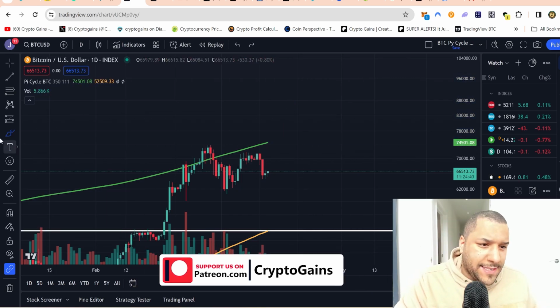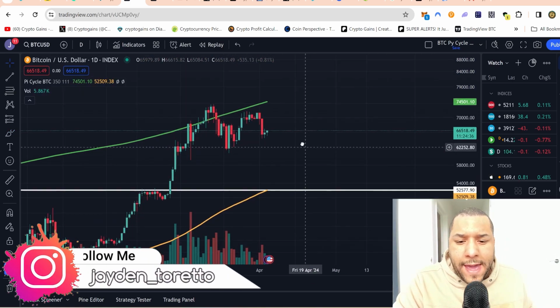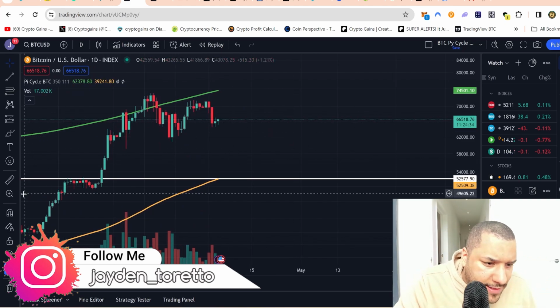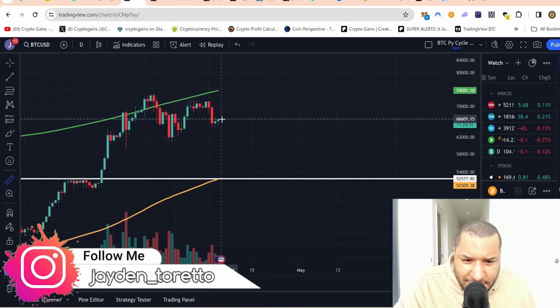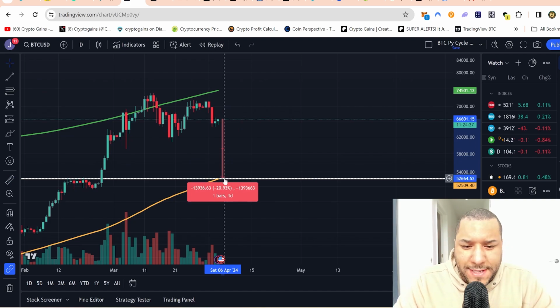But the reality is, because it's getting rejected here, I feel like we need to prepare for what could be a big drop. And if it does fall in price from where it is right now, we're talking an additional 20% drop to the downside.